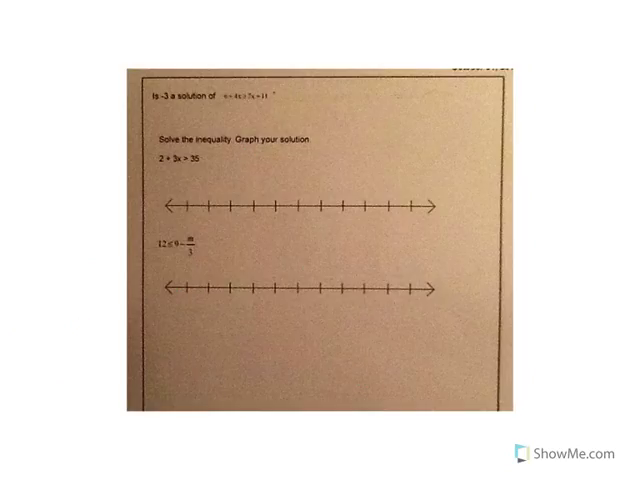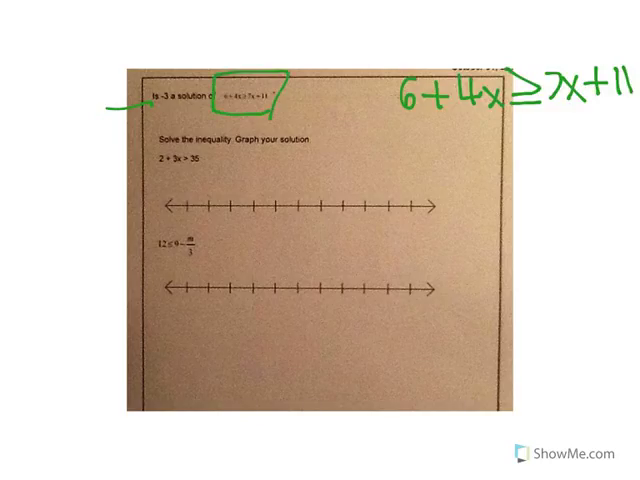So looking here, we'll rewrite this to make sure it's easy to understand. In this problem listed here, it says, is -3 a solution of 6 plus 4x is greater than or equal to 7x plus 11. So I can just plug in -3 into these different parts and see if it's a solution. -3 there and -3 there.